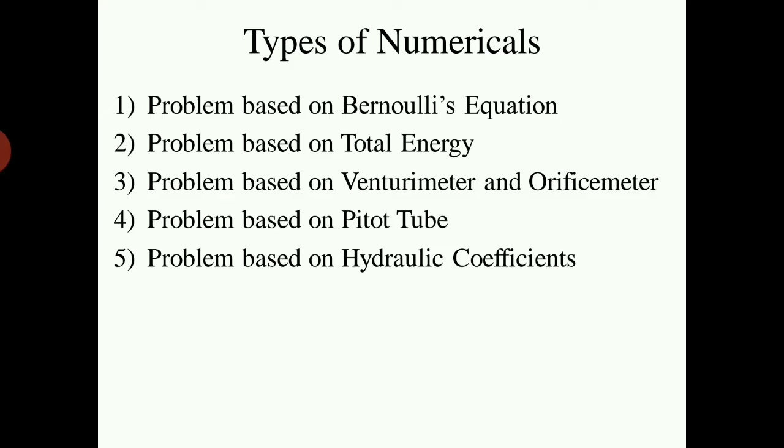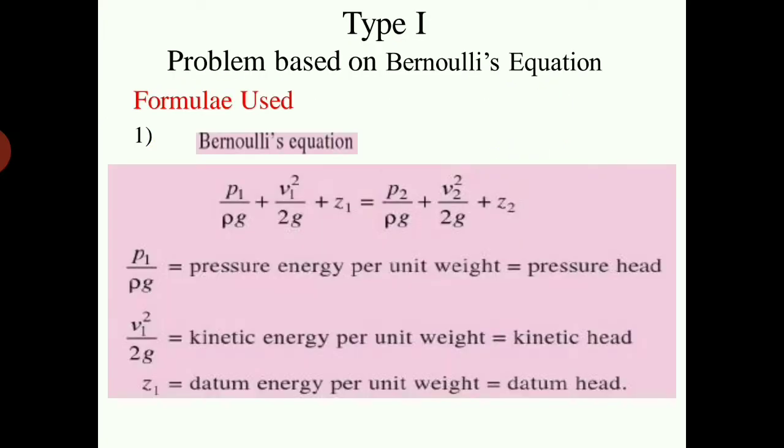So in fluid dynamics, we have five types of numericals, which are the problems based on Bernoulli's equation, problems based on total energy, problems based on venturimeter and orifice meter, problems based on pitot tube, and problems based on hydraulic coefficients. In today's lecture, we'll be discussing the problems based on Bernoulli's equation and problems based on total energy. So let us start with it.